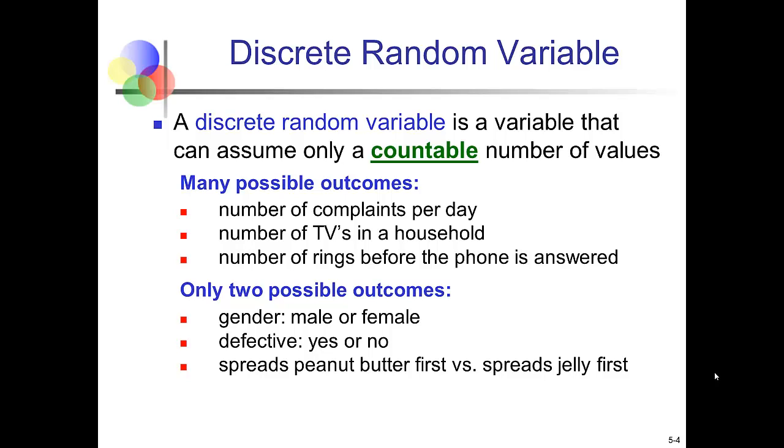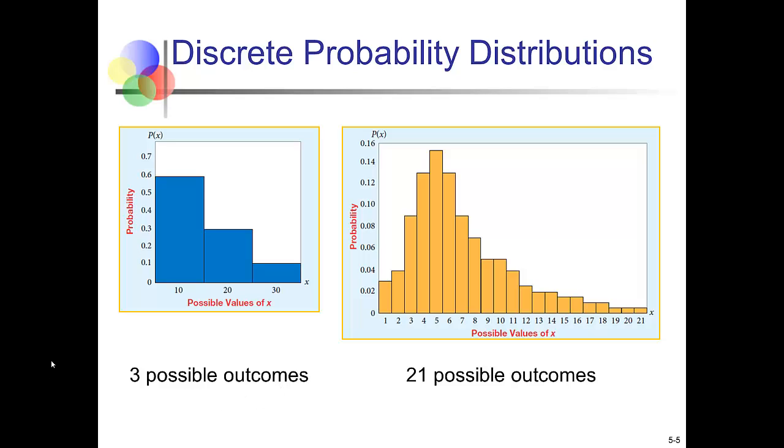Remember, discrete means countable. So a discrete random variable is a variable that can assume only a countable number of values. These can be many possible outcomes, such as the number of complaints per day, or the number of rings before a phone is answered, or it could be only two possible values, such as male or female, defective or not. These are graphs of two different discrete probability distributions.